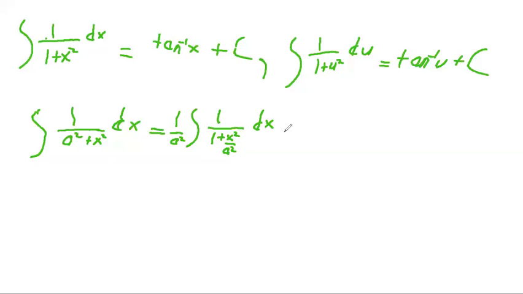Now, let's see what we can do right here with the appropriate substitutions. Let's go ahead and take u to be x over a. Take u to be x over a. Now, notice right here, a is a constant. That means that du, the derivative of this function of x, du, is equal to dx over a.